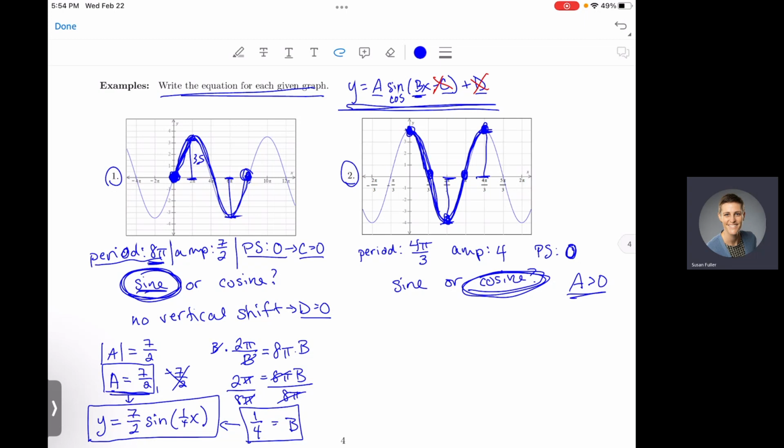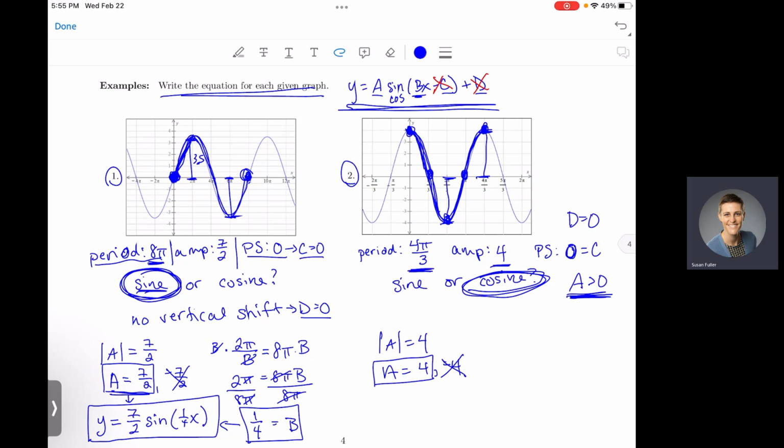Okay, so now we can start figuring some of the stuff out. Again, my phase shift is 0, so that means C equals 0. I don't have any vertical shifting, so I know that D equals 0. Biggest thing is I need to figure out what A and B are based on my period and my amplitude. Okay, so let's start with our amplitude. Again, our amplitude is 4. That means the absolute value of A is 4, which means A is either positive 4 or negative 4. But we said that A is greater than 0 because I don't have to flip it upside down. So I know that A is a positive 4.